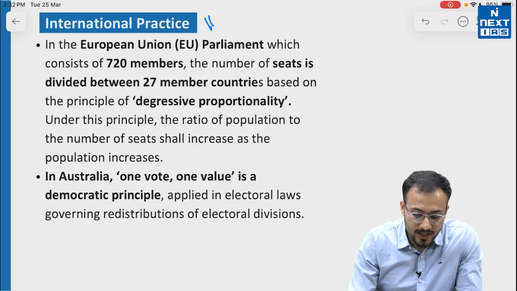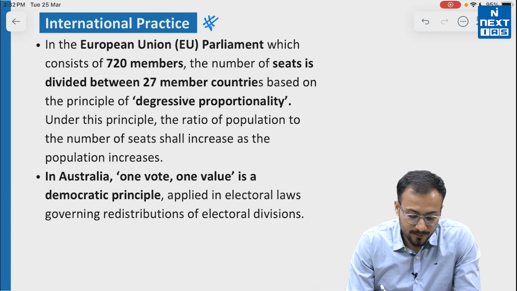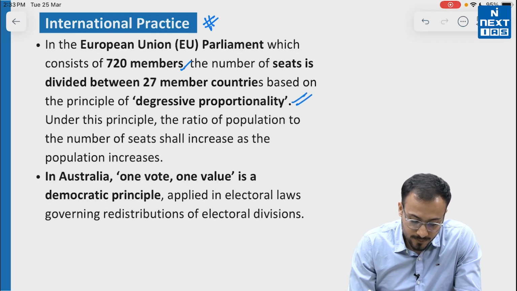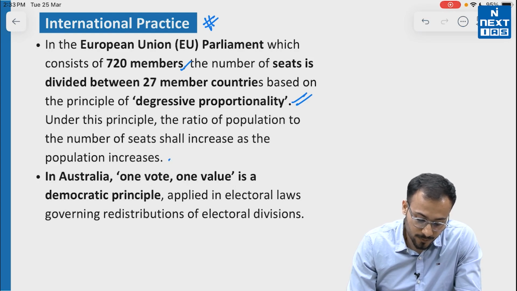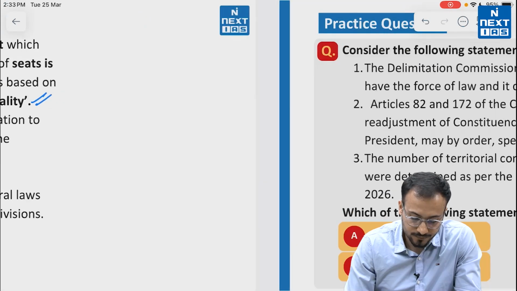Then we have certain international practices. In the European Union Parliament, which consists of 720 members, the number of seats is divided between 27 countries based on the principle of degressive proportionality. Under this principle, the ratio of population to the number of seats shall increase as the population increases. In Australia, one vote, one value is a democratic principle applied in electoral rolls governing redistribution of electoral divisions.